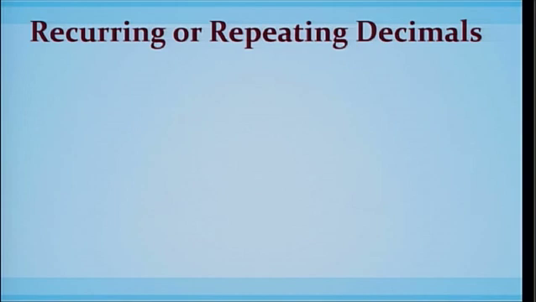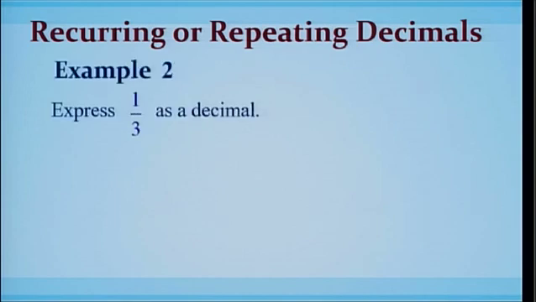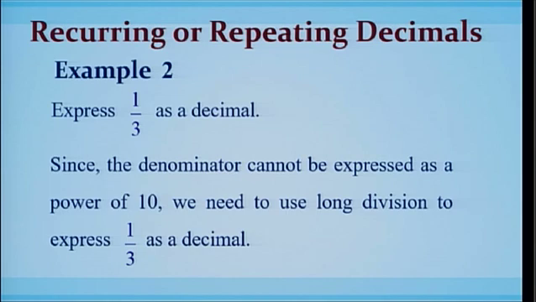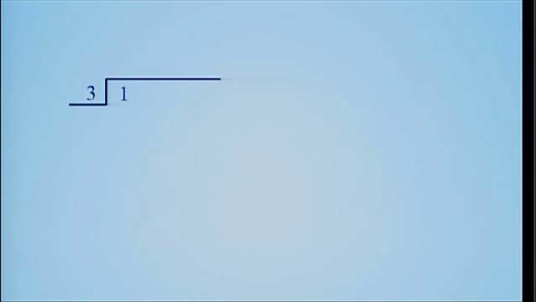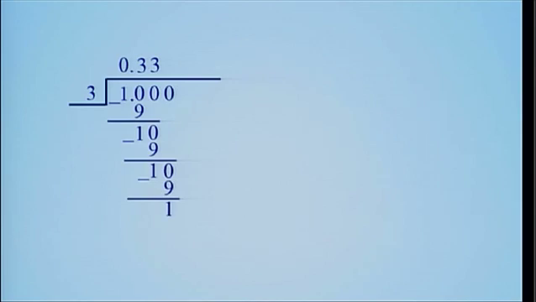Now let's talk about recurring or repeating decimals. We're going to take an example, same as the previous one. We're going to express 1/3 as a decimal number. Again, since the denominator cannot be expressed as powers of 10, we are going to proceed with a long division. So let's divide 1 by 3. 1 is less than 3, so we're going to start with 0 decimal. We're going to add a 0 here. We divide by 3. Of course, we obtain 3. The remainder is 1. We add a 0. Again, we divide by 3. We're going to have 3 in the quotient. Remainder 1. We continue to add 0 and proceed with the division.